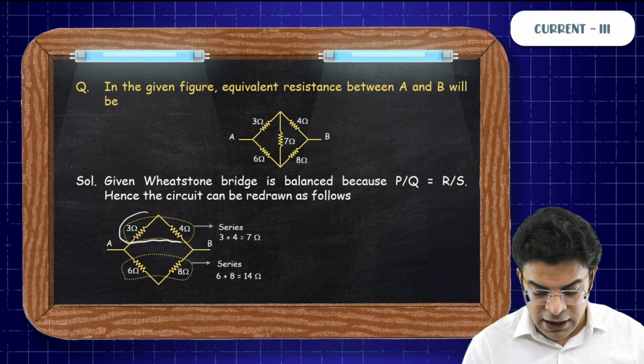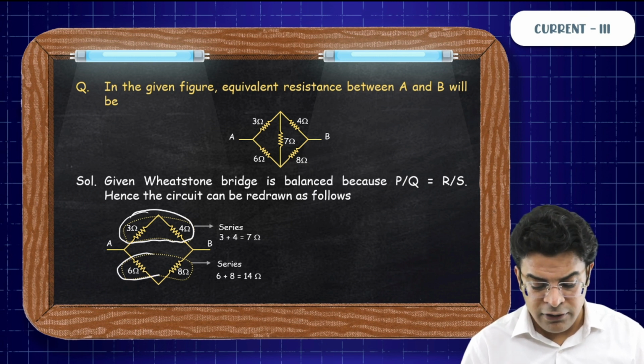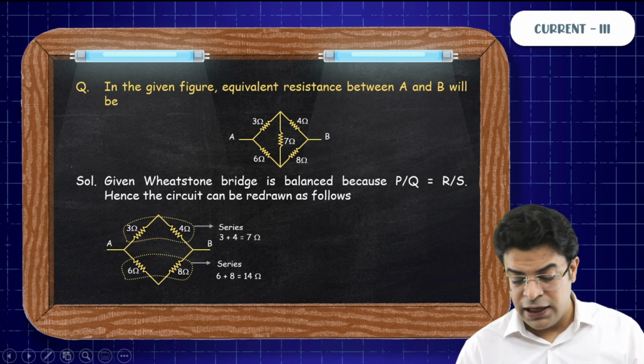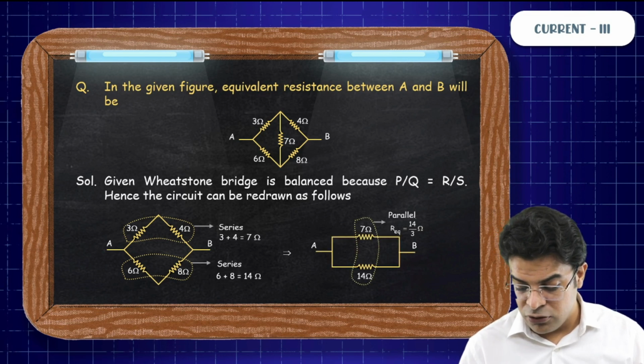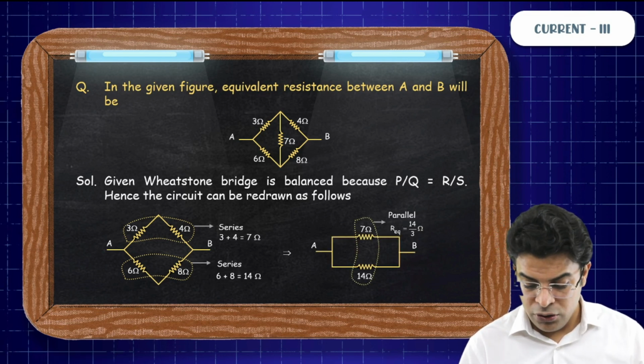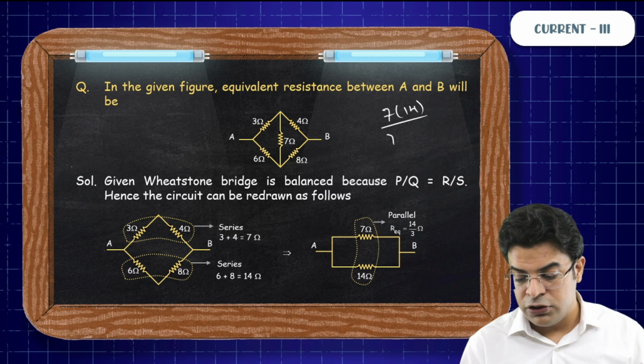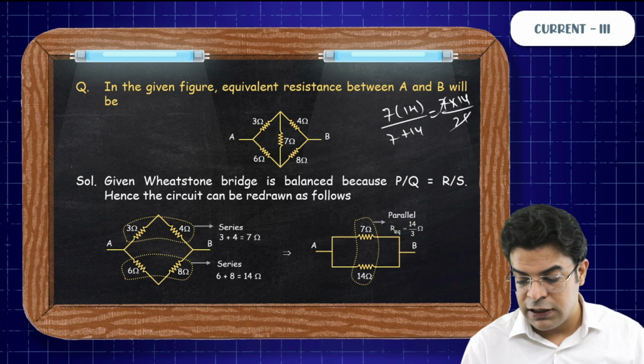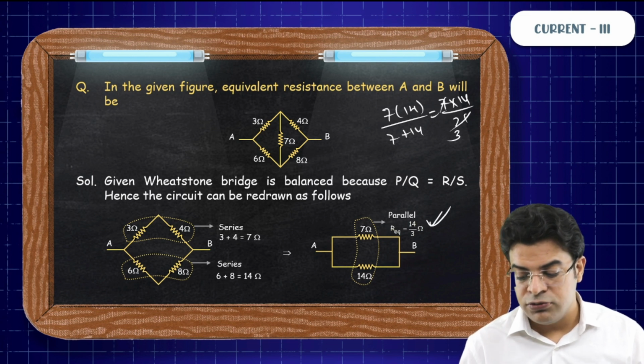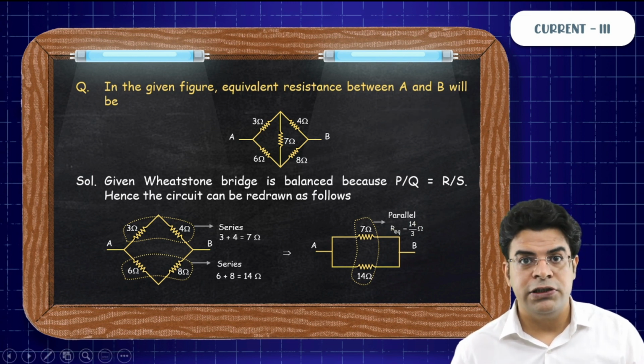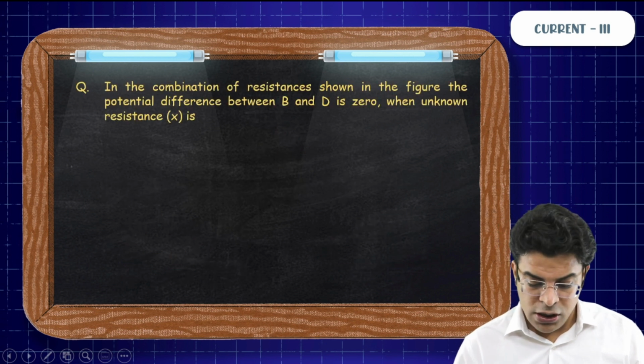So the same thing is written here. The upper line will have a resistance of 7 ohm, the lower line will have a resistance of 14 ohm. So the equivalent resistance when you solve it comes out to be 14 by 3 ohm. How? 7 into 14 upon 7 plus 14. So that becomes 7 into 14 upon 21. Cancel out, here you get a 3. So the answer comes out to be 14 by 3 ohm. Easy. Let's see the next one.